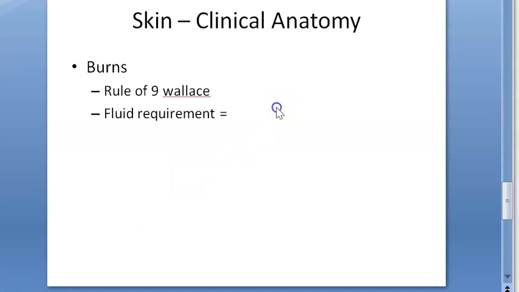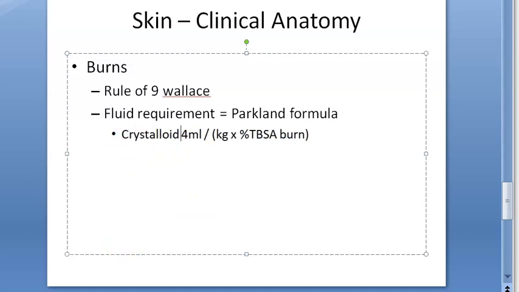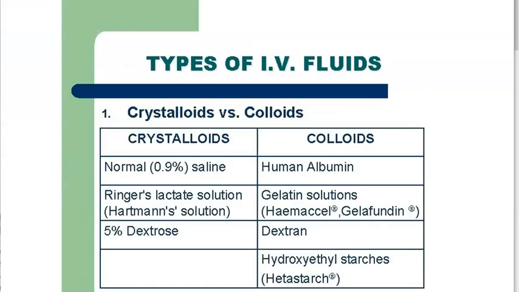Let's get back here. Burns, we told you, fluid requirement. You have the Parkland formula, which is 4 ml into kg into percentage of total body surface area burn. Okay, something like this. It's actually 4 ml per crystalloid. You have to give crystalloid, like Ringer lactate, isn't it? Normal saline, Ringer lactate are crystalloids. This you can use for the burns patient, okay?